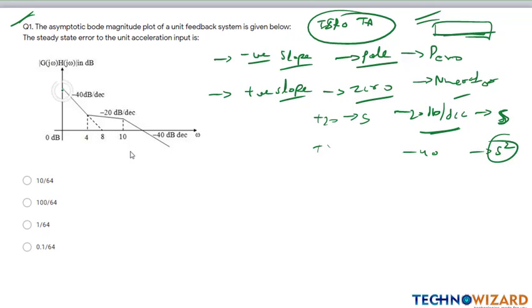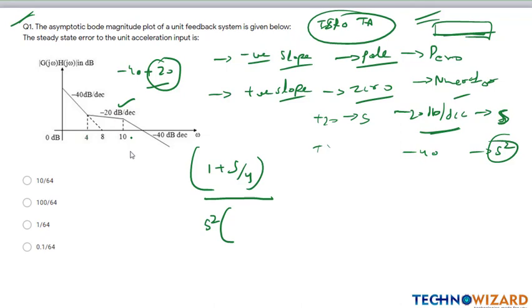Now see this figure. We are seeing minus 40 dB per decade, that means 2 poles at the origin, that is S square. Then minus 40 plus 20 gives minus 20, therefore there is a zero at 4, that is 1 plus S upon 4. Now minus 20 becomes minus 40, so there is a pole at 10, that is 1 plus S upon 10. This is our G of S.